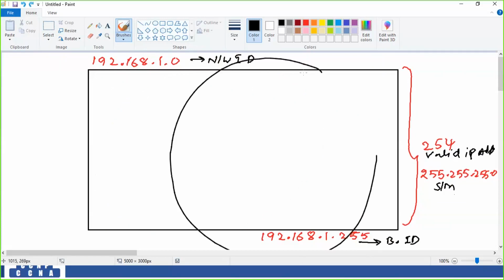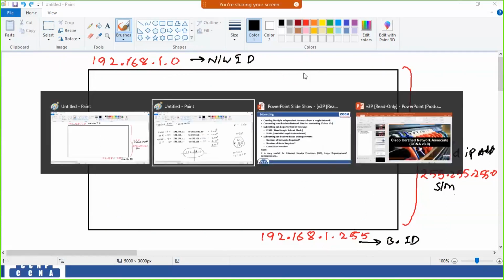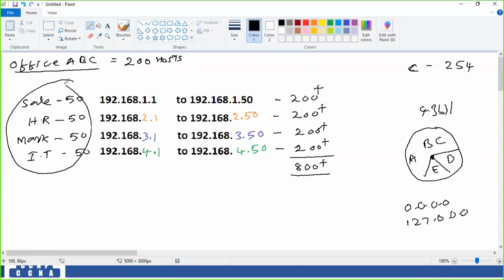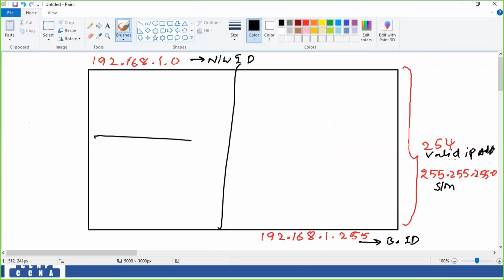Using this one parent network, we can create multiple different networks based on our requirement. Agreed? Based on our example, what is Office ABC's requirement? How many departments are available? Four departments, not 4 computers. We need 4 different networks, right? So we'll divide this into four parts. Agree?